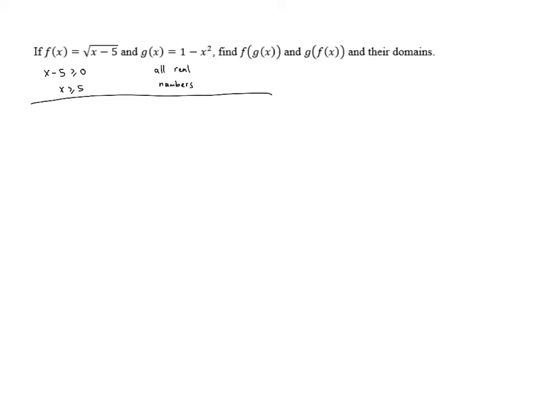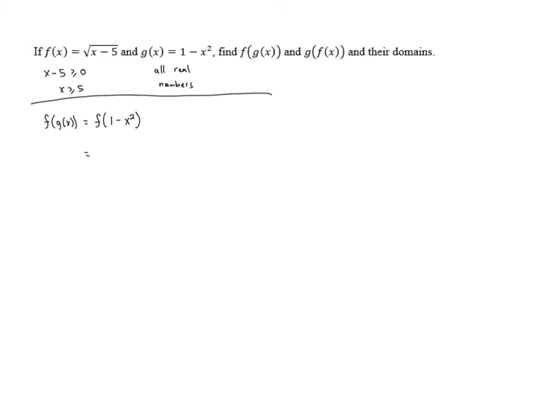Now that we've found the domains of the individual functions, let's look at the compositions. We'll start with f of g of x. We have to evaluate f of g of x, and g of x is 1 minus x squared. So we've got f of 1 minus x squared.